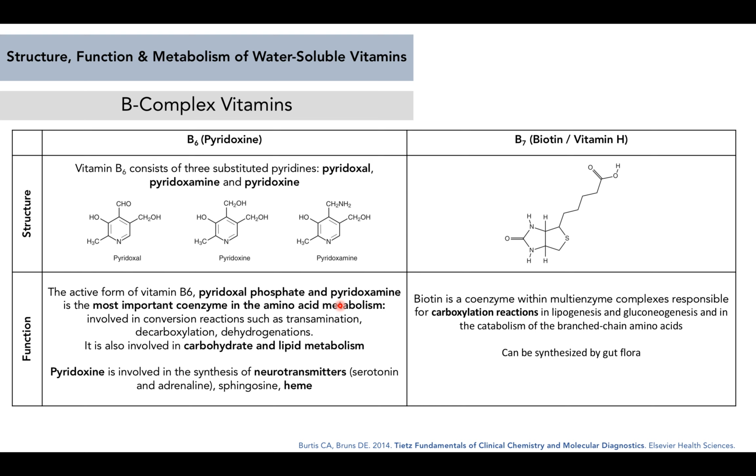When you go into the lecture about amino acids and proteins, you'll know that the metabolism of proteins requires a lot of conversion reactions like transamination, decarboxylation, and dehydrogenation. Now, pyridoxal phosphate and pyridoxamine are very important in all these reactions. Additionally, it is also involved in carbohydrate and also lipid metabolism. Plus, it's also involved in the synthesis of other things like neurotransmitters and also sphingosine and heme. Heme is also a component of our red blood cells.